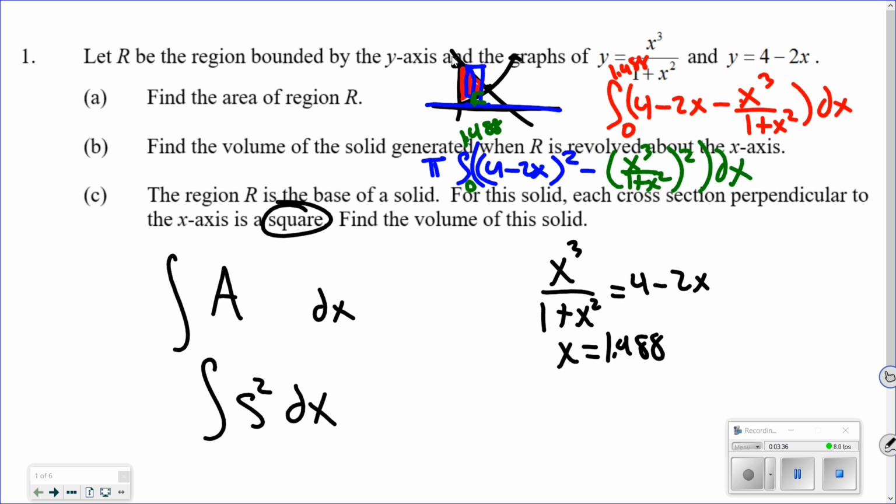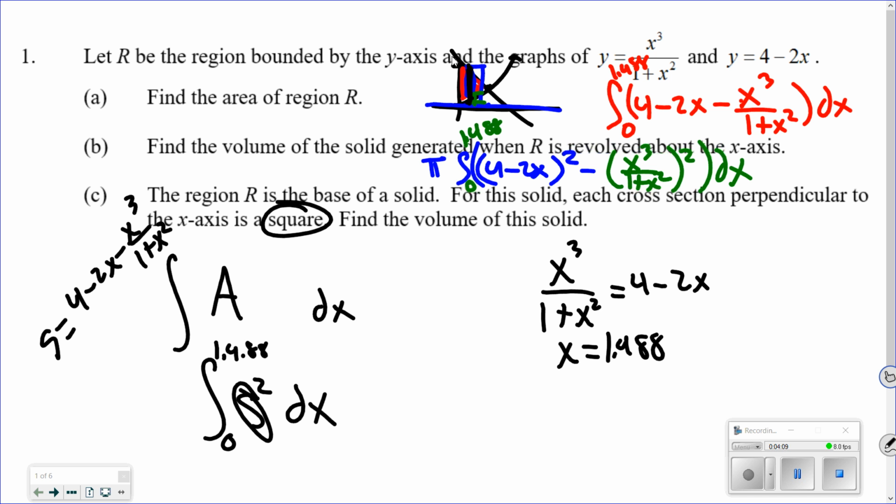All I have to figure out, by the way, my limits are going to be the same. We're still going from 0 to 1.488. All I have to figure out is how do I represent the side of the square. So remember, you're picturing a square. There's my cross section, and the square is coming up out of that. So it's coming up out of here. Well, that side right there is just the top minus the bottom. So S on that problem is going to be just 4 minus 2x minus x cubed over 1 plus x squared. Okay, that's what S is equal to.